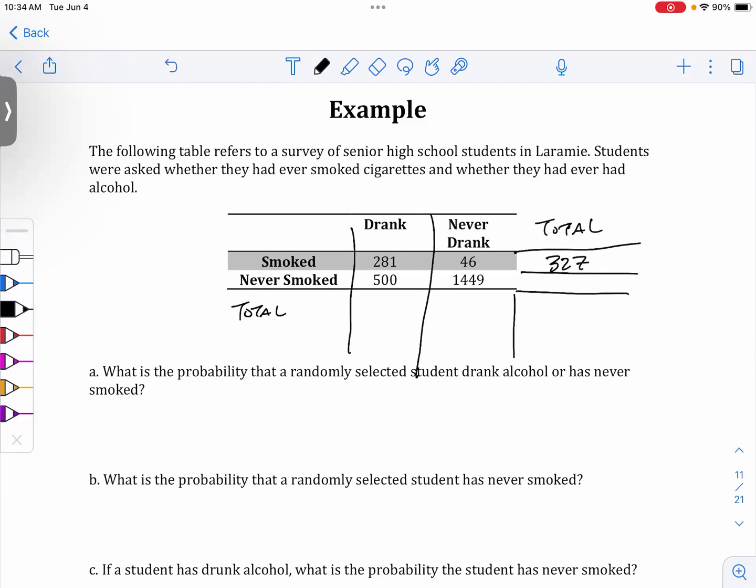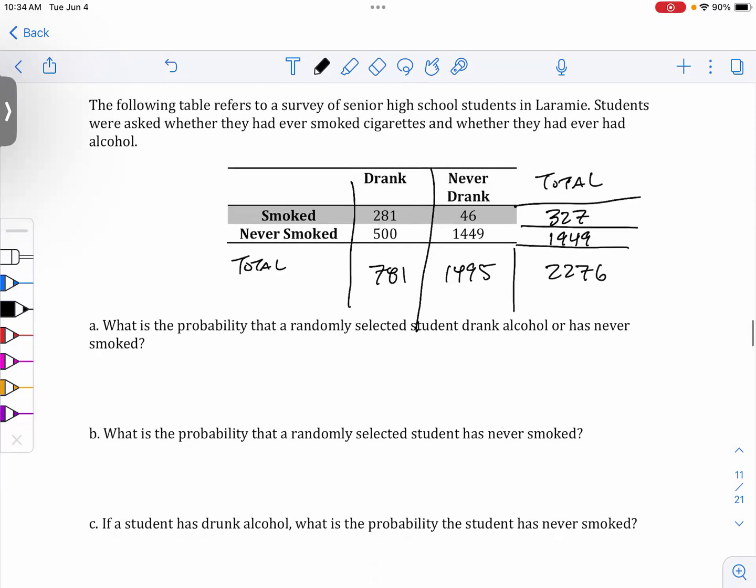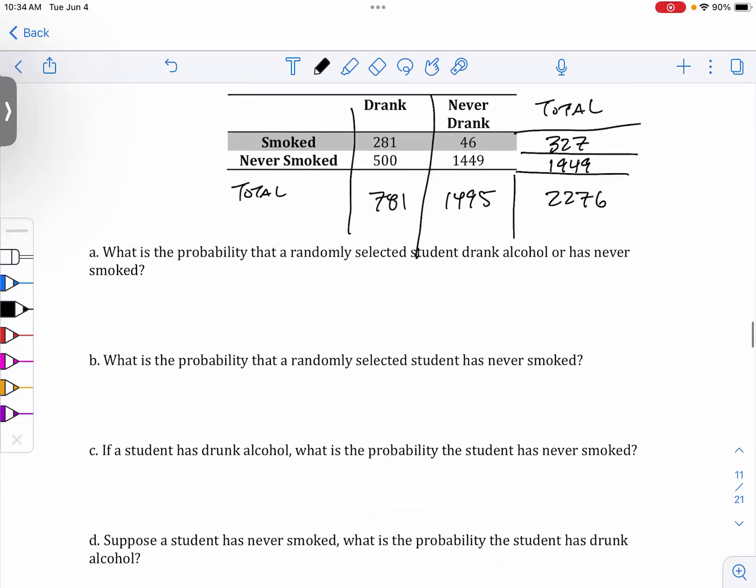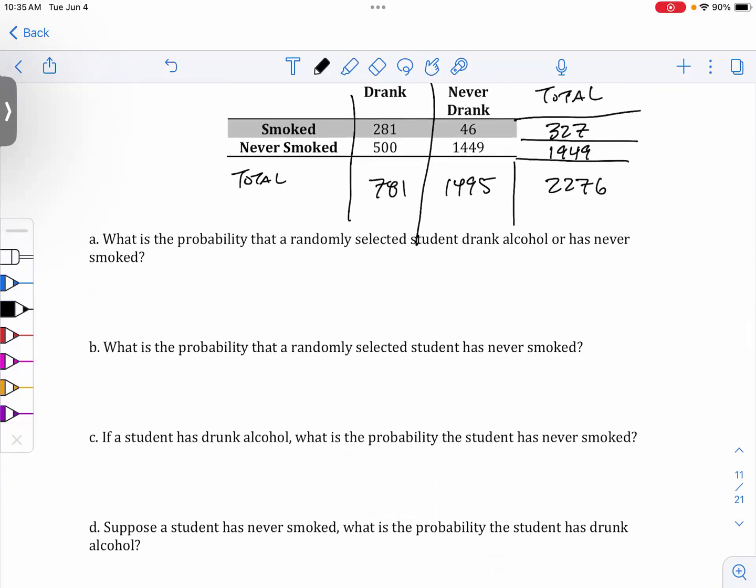$27, 1949, 781, 1495. Summing those together gets me 2276. So that is our absolute first question before you even bother reading anything else.